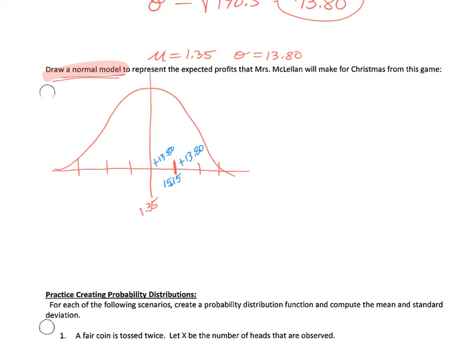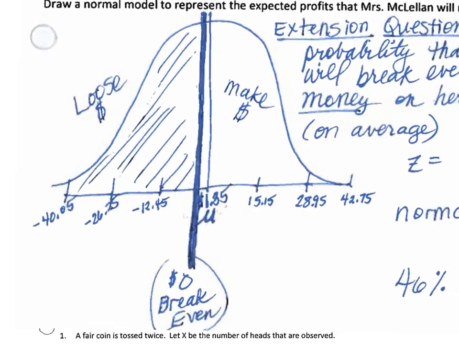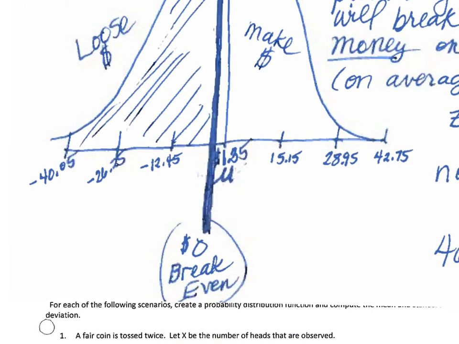And so let me go ahead and give you those numbers so you don't have to do that arithmetic. I have that pictured out here. Okay, so here are the results. Of course, again, it is centered at $1.35. And as you go up, the first one's 15.15. 2 standard deviations is 28.95. 3 standard deviations up, 42.75.